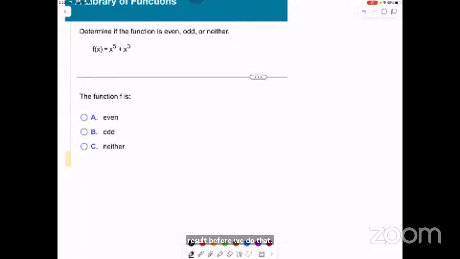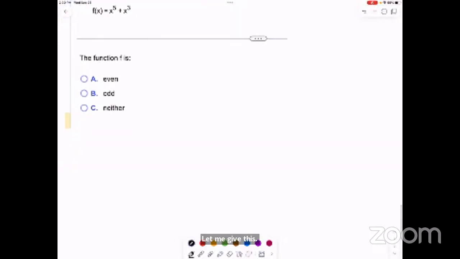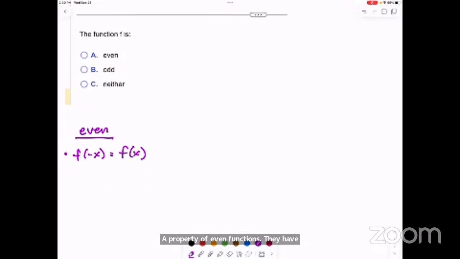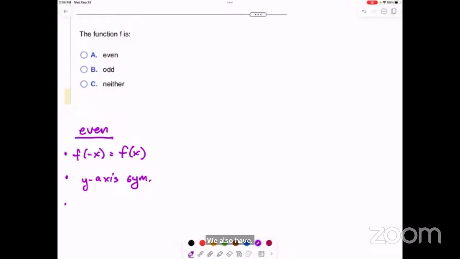Before we do that, let me give this summary on the definition of even, odd, and neither. So a function is even whenever we evaluate f of negative x, it gives us back the original. A property of even functions, they have y-axis symmetry. Whenever we have x comma y, we also have negative x comma y, right? So it's symmetrical about the y-axis.